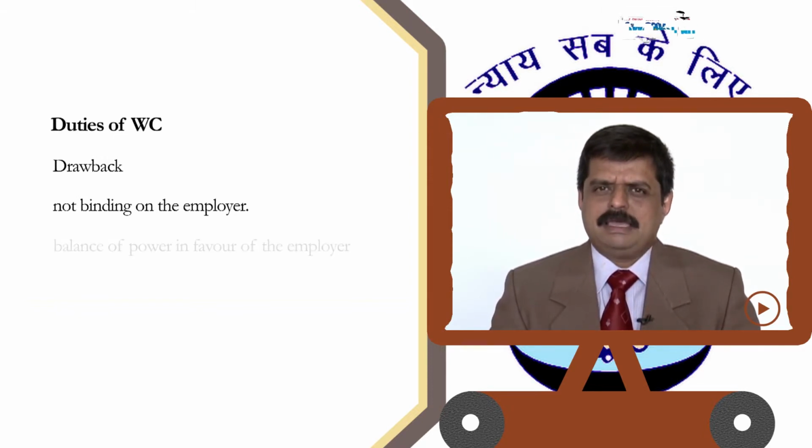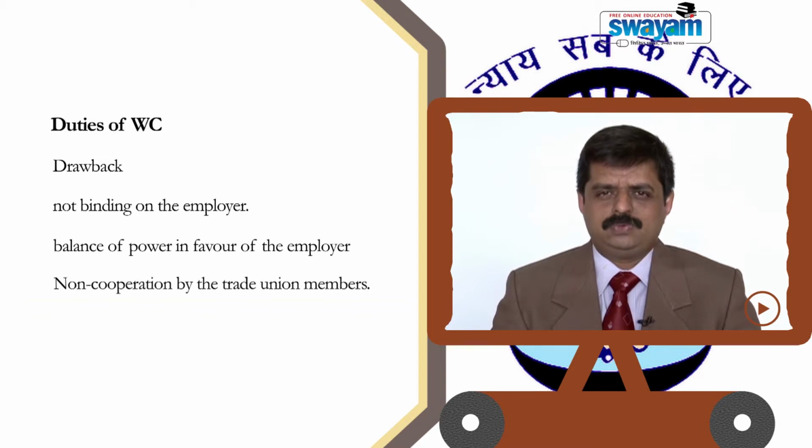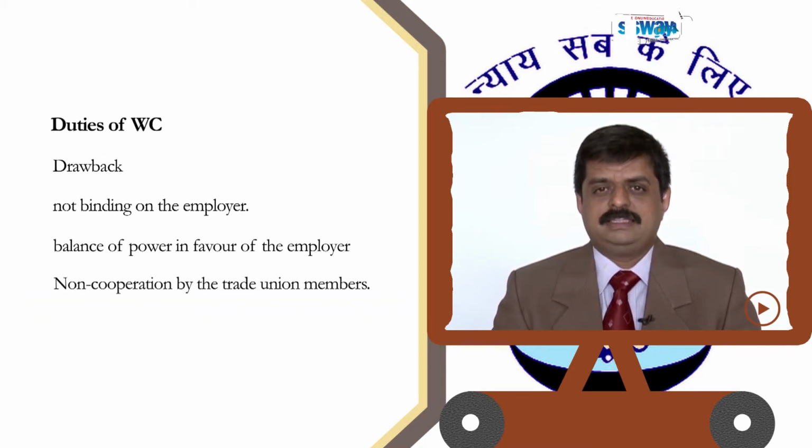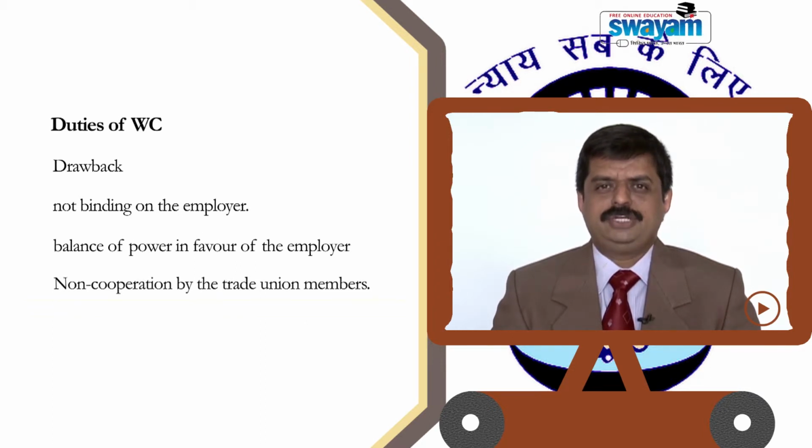The second drawback is that the balance of power is in favor of the employer, because the works committee always has the employer's representative as the chairman. And lastly, the trade unions hardly cooperate with this works committee, as they feel that it is eating into their jobs and their functions, making the presence of the trade union redundant. That is the reason why they consider it a competitor rather than an associate.